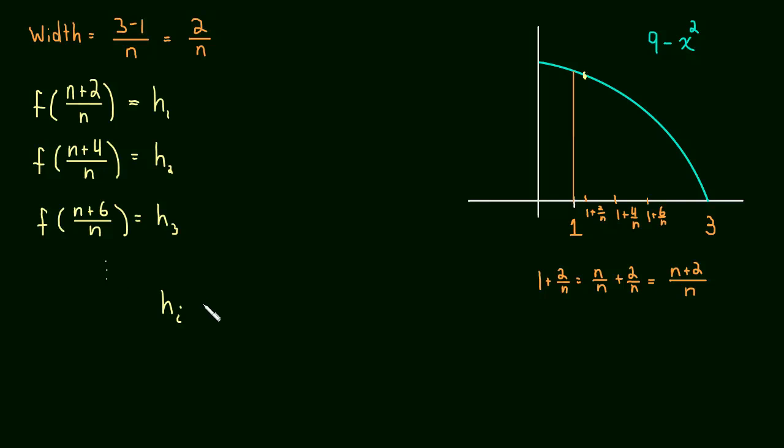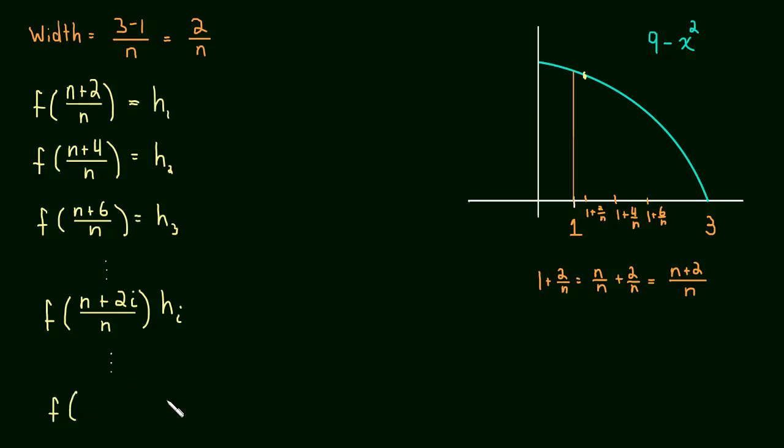And this is pretty much the hardest part of doing these sums, just figuring out a formula that will give you the height of the ith rectangle. And it's not that hard, as you can see. What is it in this case? n plus 2i, over n. Because if we wanted the height of the second rectangle, for instance, it's n plus 2 times 2, which is 4. That works. Third rectangle, n plus 2 times 3, which is 6. That works. Let's just go ahead and make sure that it works for the last rectangle.